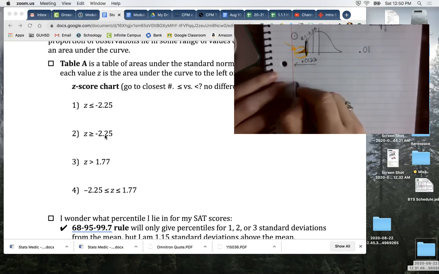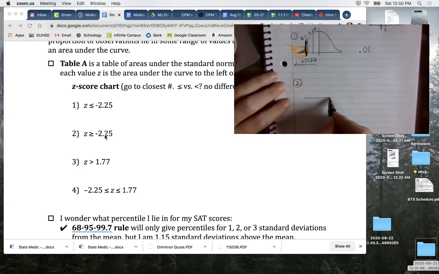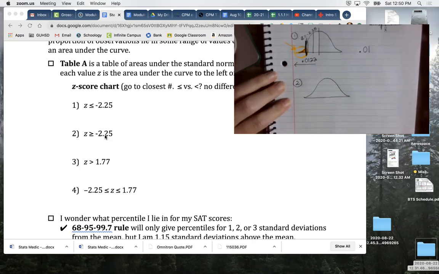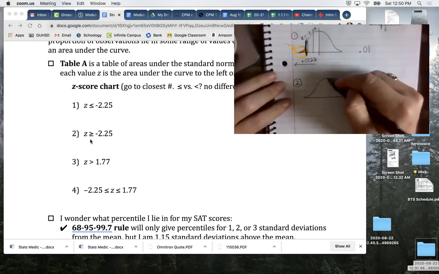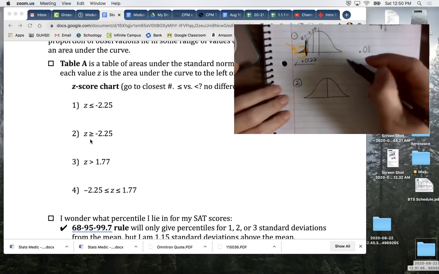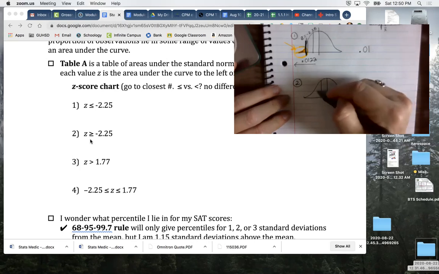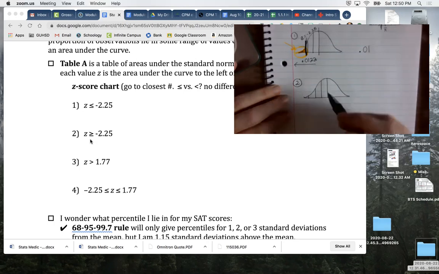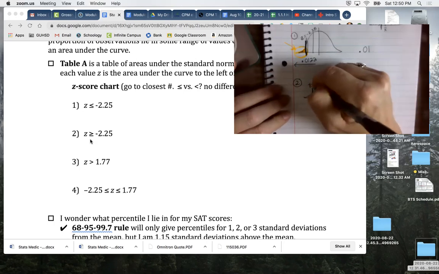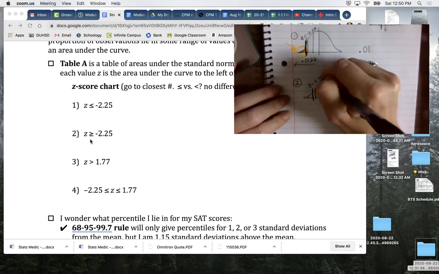Okay, so let me move to number 2. In number 2, you'll see I'm still drawing my curve. That's my first thing. Number 2 is asking for a z-score greater than negative 2.25. So my z-score is still the same. It's still down here, 1, 2, 3. So there's my 3 standard deviations. Negative 2 would be here, so it's less than that. It's right in here somewhere. So that is a z-score of negative 2.25.